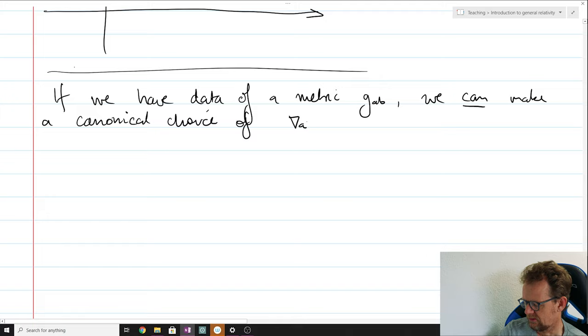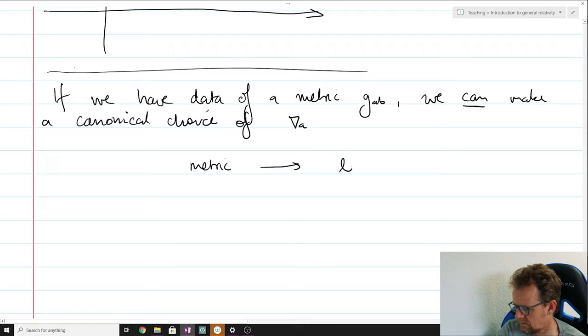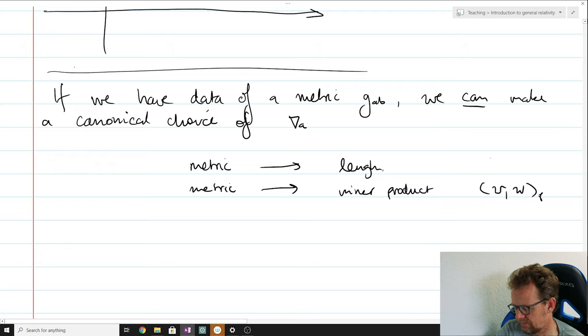And why can we do that? Well, we've got additional data now. The metric supplies us, amongst other things, with the notion of length. A metric also supplies us with a notion of an inner product between two tangent vectors v and w at the point P. And indeed, the inner product determines the length notion.